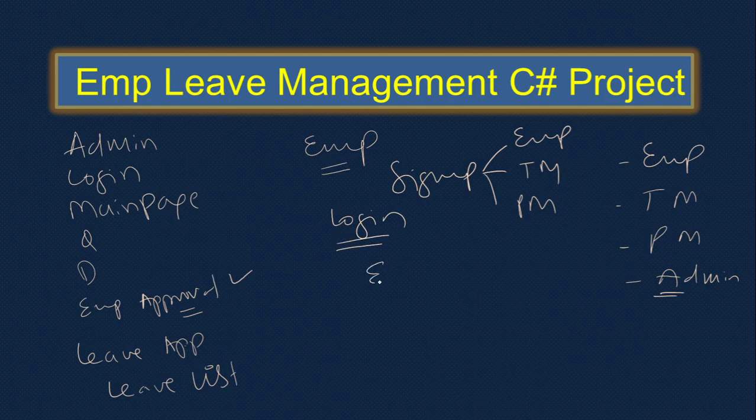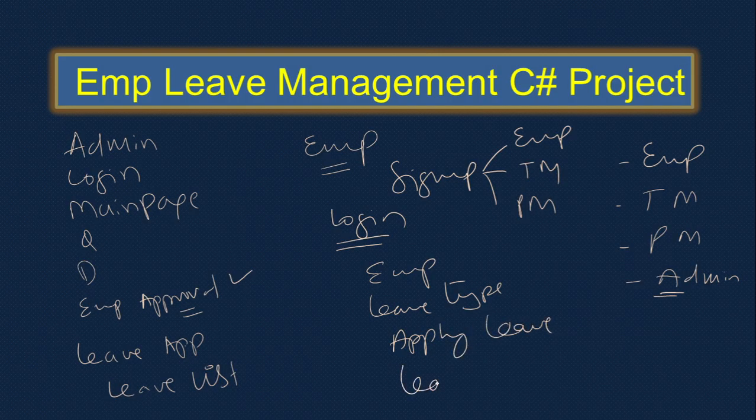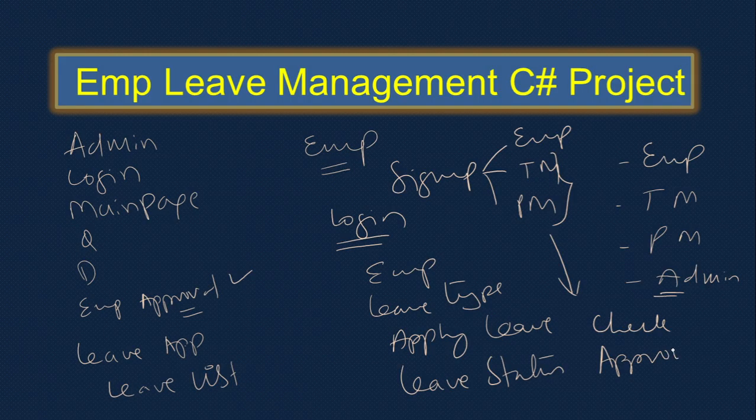After login, if you are an employee, you can see the leave types, what types of leaves are available, and you can apply for leave. Then with leave status, you can check the status of your leave. Whereas when an employee applies, the team leader and project leader can check the leave and approve it. If these two people approve, then the admin has to approve it. Then the admin can see the list. This is the whole concept of the project.